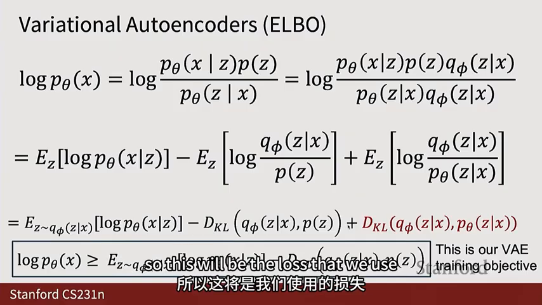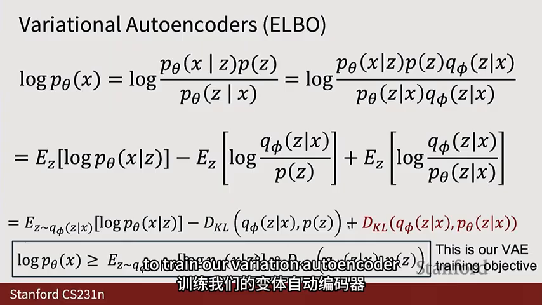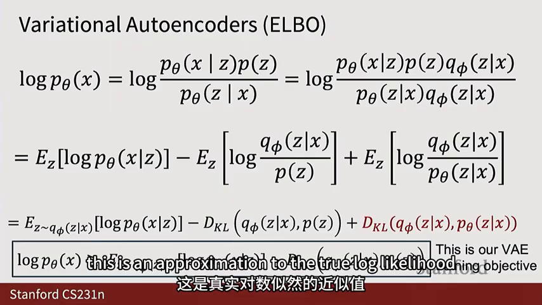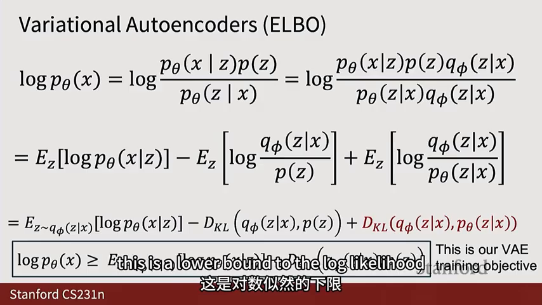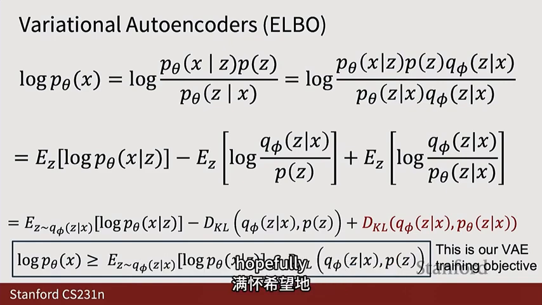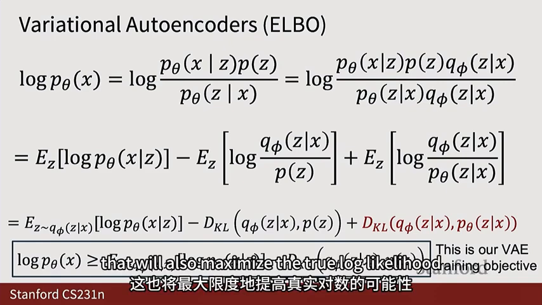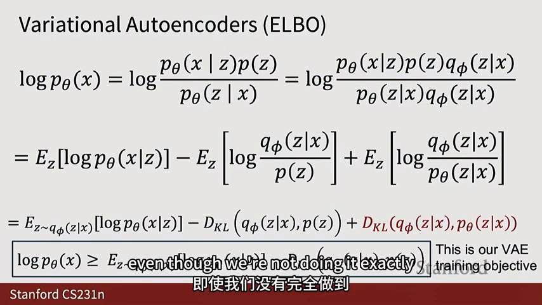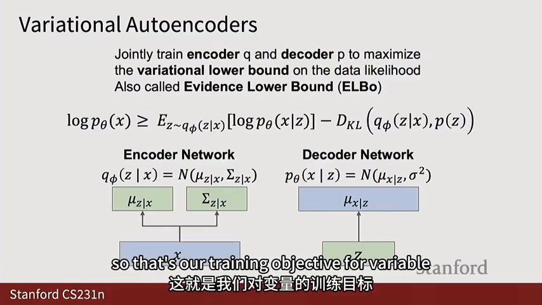So this will be the loss that we use to train our variational autoencoder. The idea is that this is an approximation to the true log likelihood. This is a lower bound to the log likelihood. So if we maximize the lower bound, hopefully that will also maximize the true log likelihood, even though we're not doing it exactly. So that's our training objective for variational autoencoders.